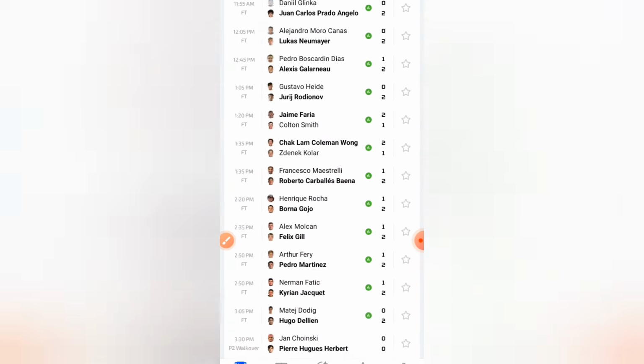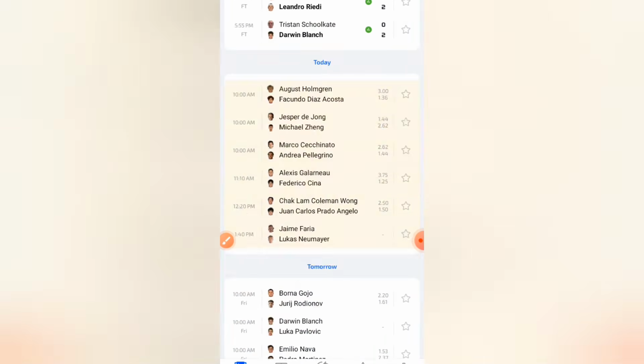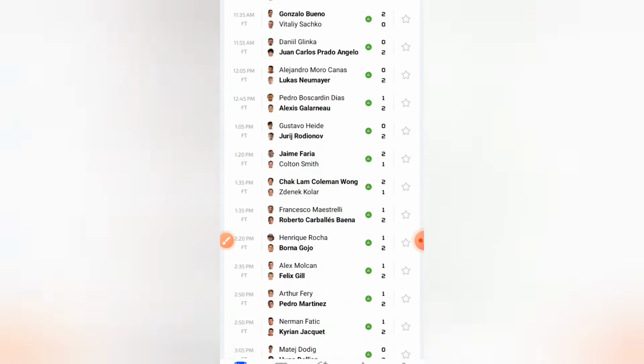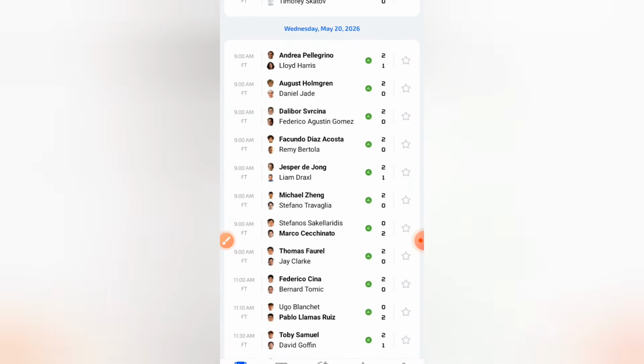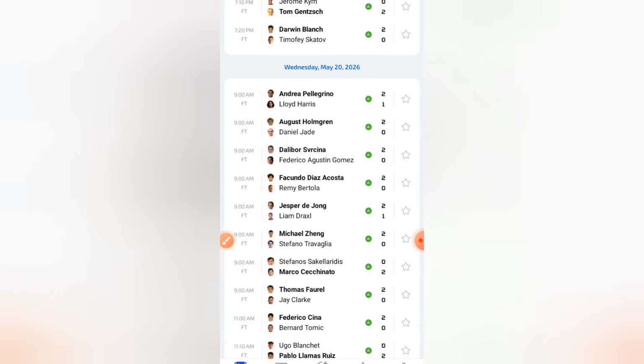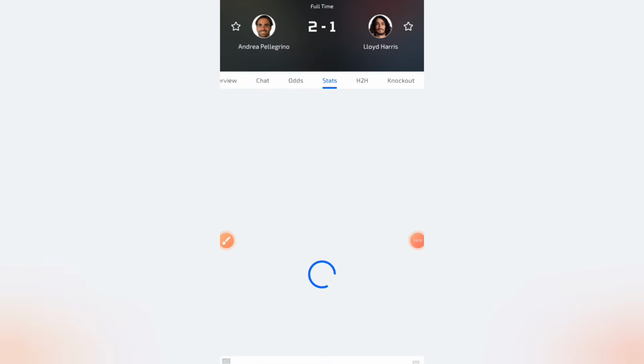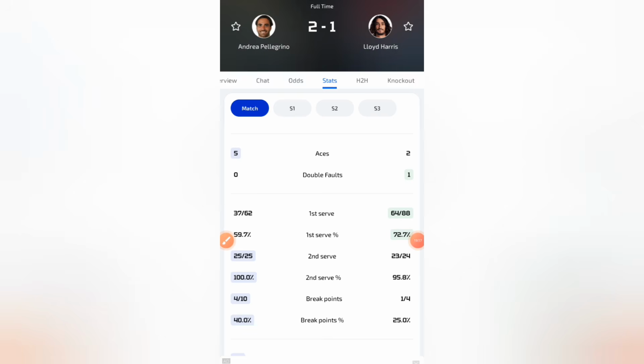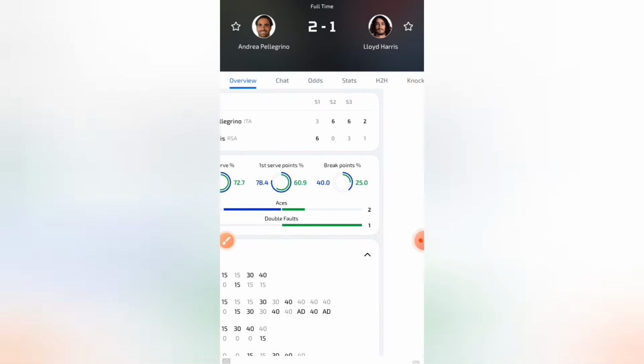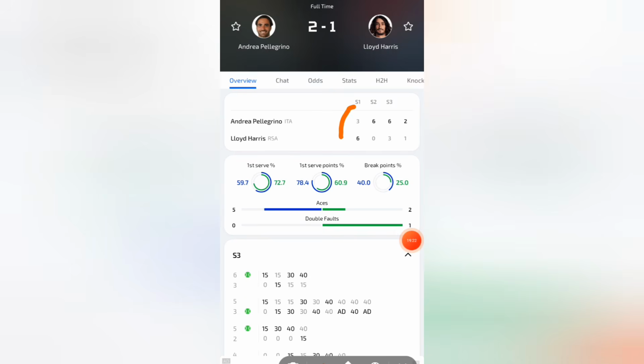These are the games that they've played. I think they played this one on Wednesday. You can see a lot of games played yesterday. Now if you click on the first game that we have here, in the first set you can see the common result. This is 6-3, this is 6-0.